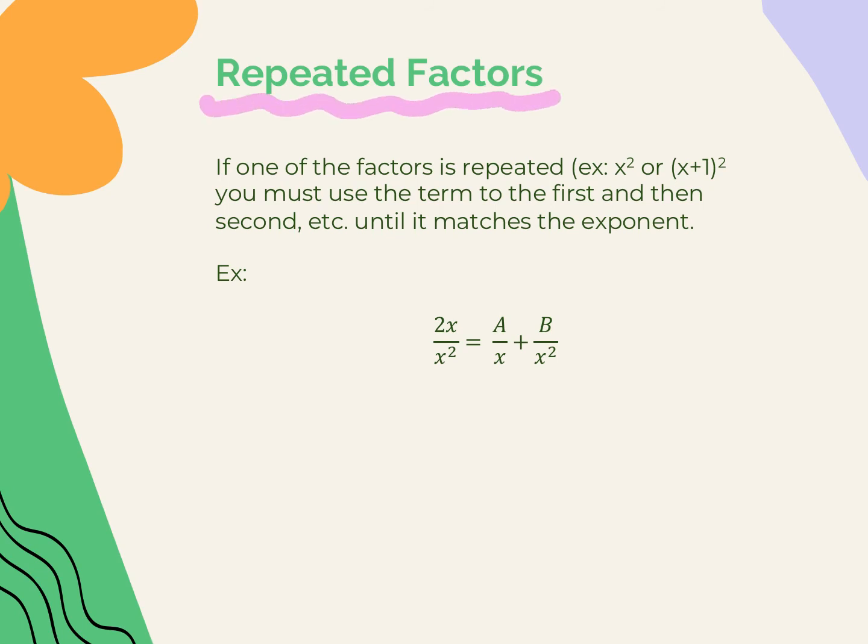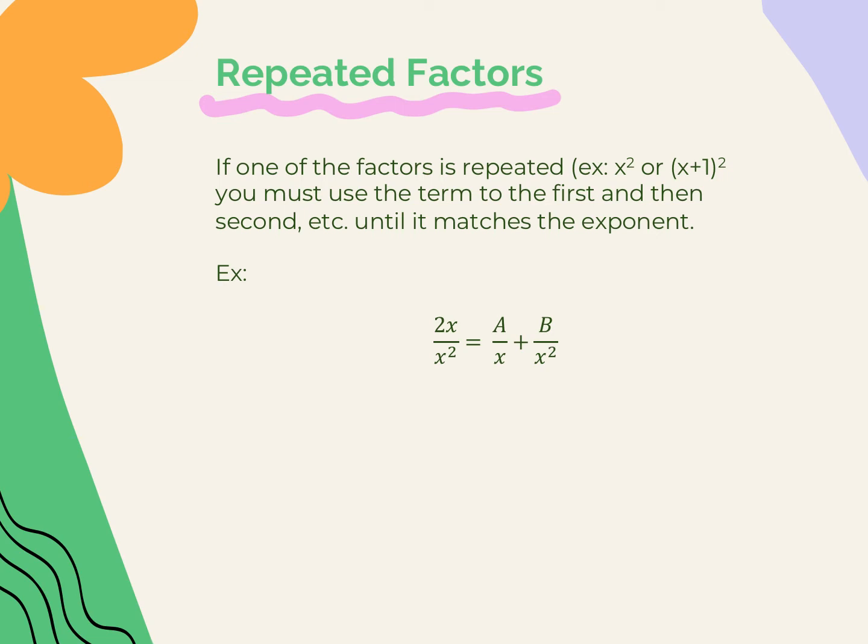If one of the factors, meaning the ones in the denominator, is repeated, such as an x squared or an x plus 1 squared or x plus 1 to the third, then you have to use the term to the first power and then the second until it matches the exponent. You cannot just factor this as x times x and do A over x plus B over x. You will never get back that x squared because the least common denominator of x and x is just x.